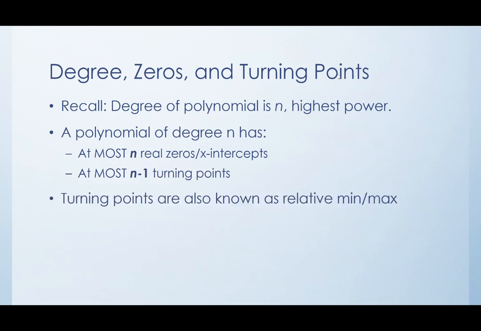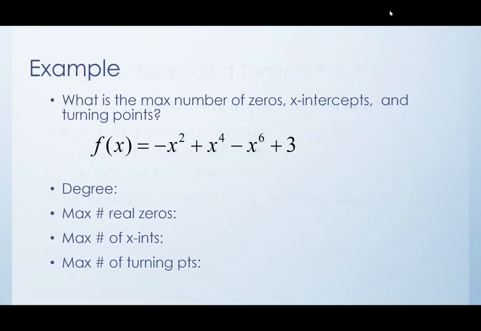And we'll remind you that turning points are also our relative mins and maxes. Okay, so example here. So we've got a polynomial here. We want to know what's the max number of zeros, x-intercepts, and turning points. So we're going to look at this one and say, what's our highest power of x? It is 6, right? So our max number of real zeros is 6. Our max number of x-intercepts, that's the same thing, also 6. And our maximum number of turning points is 5.